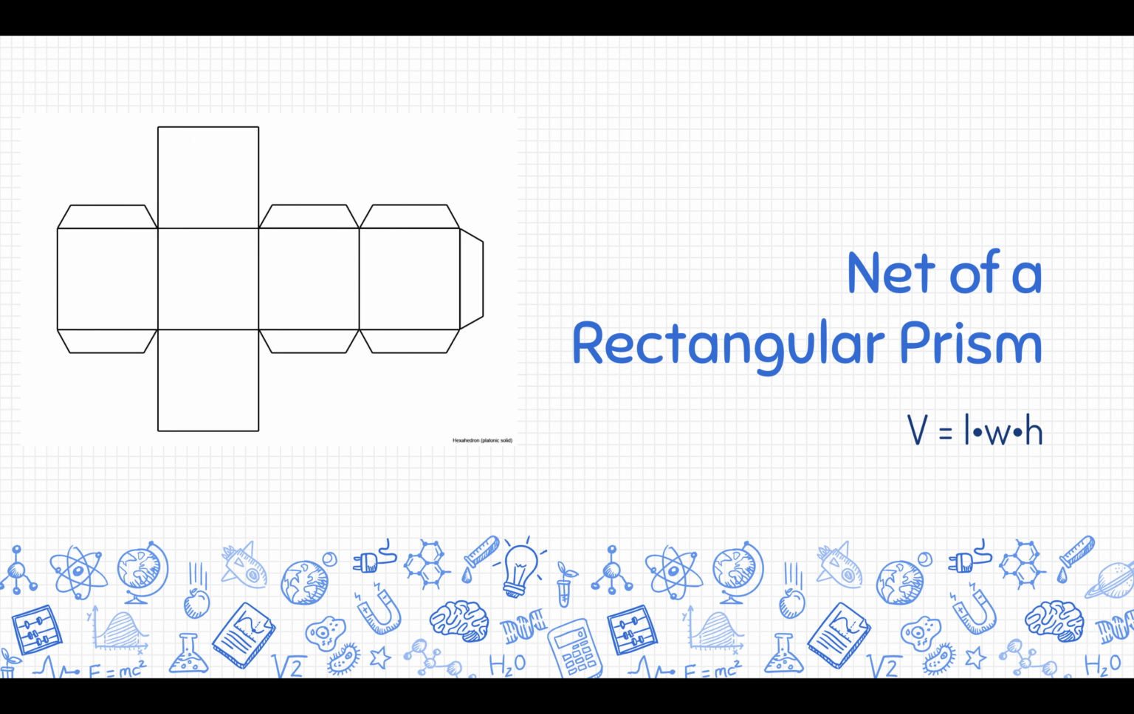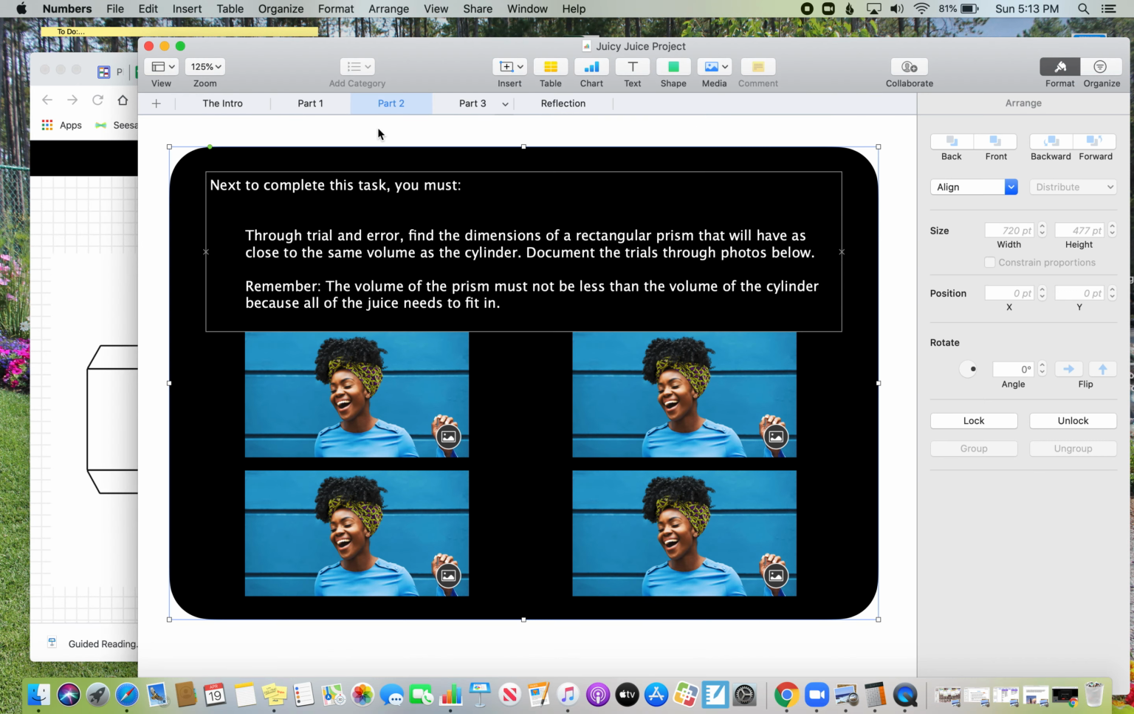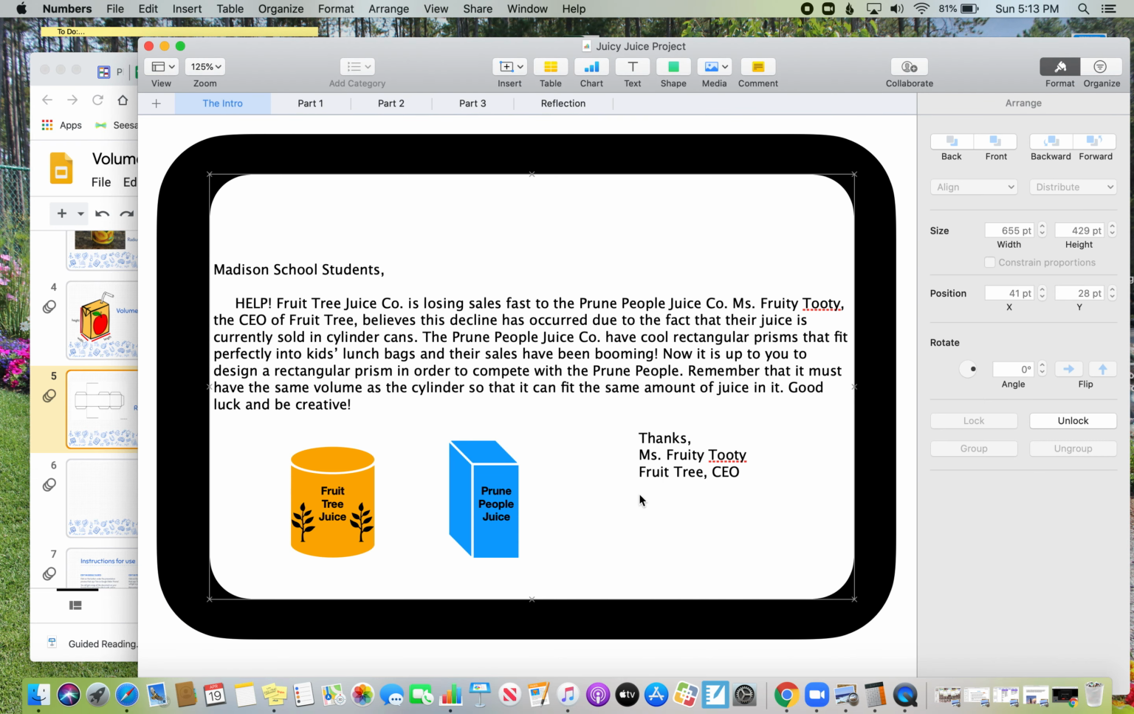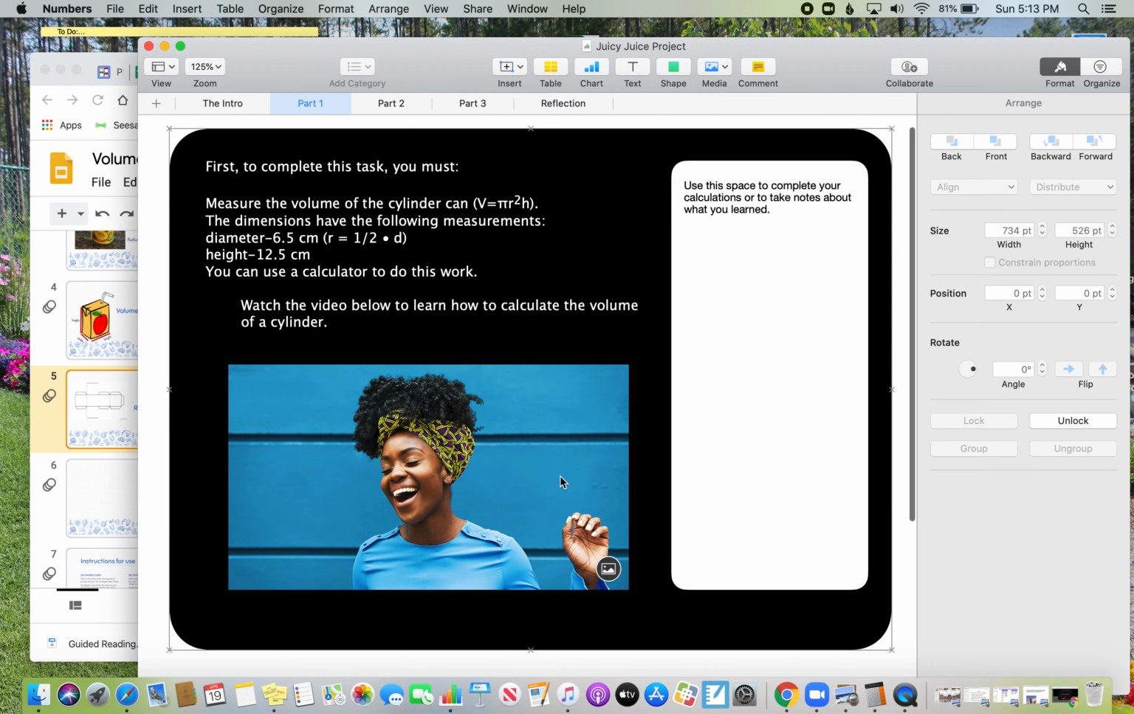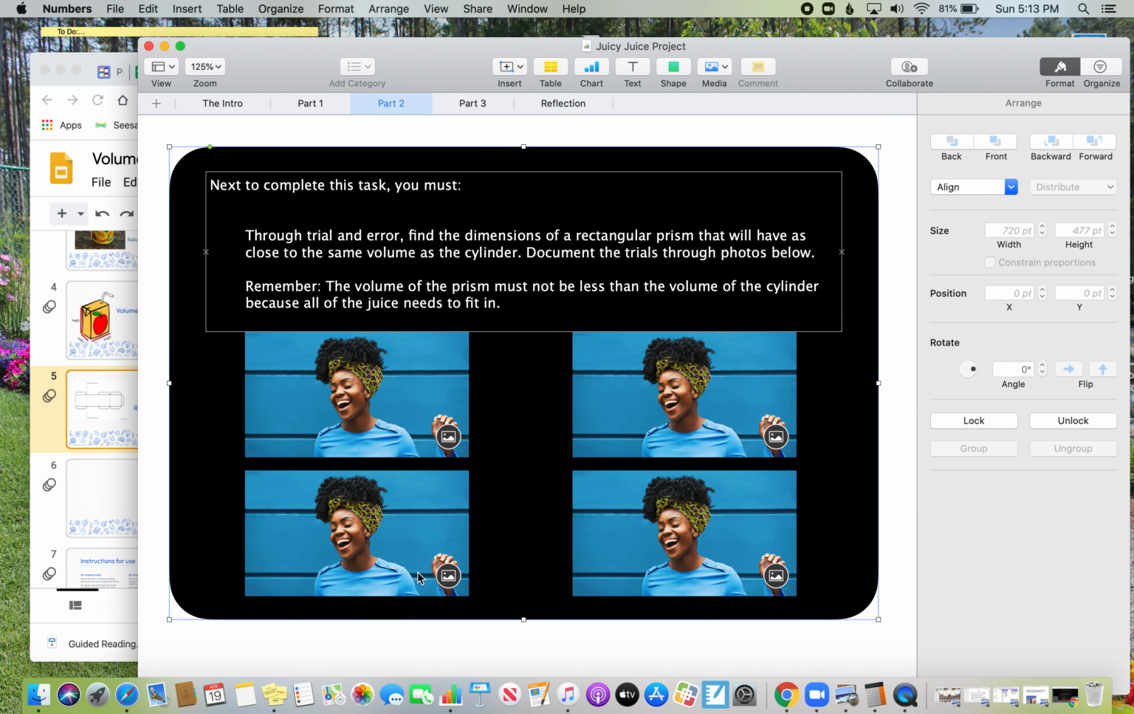You can use paper to measure out your dimensions, and you'll be able to create your net for that project. You can also see on the project here, there's the introduction that tells you the directions, what you're going to be doing. Here, hopefully you're watching this video to see how to find the volume of your cylinder using the dimensions that are given for this particular problem. We did a sample one here in this video. Then here's the page where you're going to document your trials to see how closely you can match the volume of your rectangular prism to the volume of your cylinder that you started with.